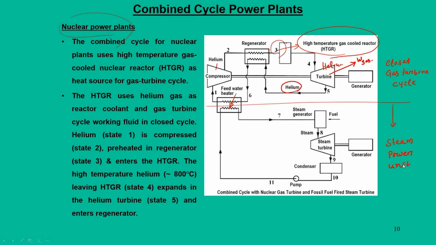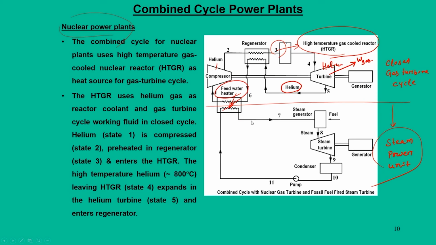But how are these two cycles combined? They are combined through the feed water heater. Normally steam power systems use the feed water heater for its applications. The necessary energy is supplied to the feed water of the steam power unit. So the connecting point between this gas turbine unit and the steam power system is the feed water heater.